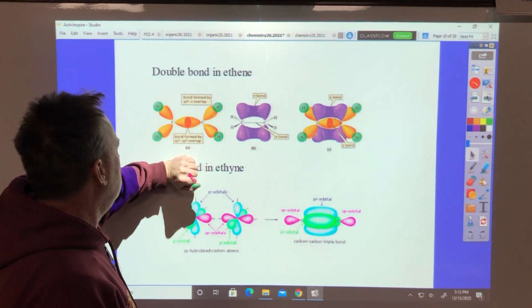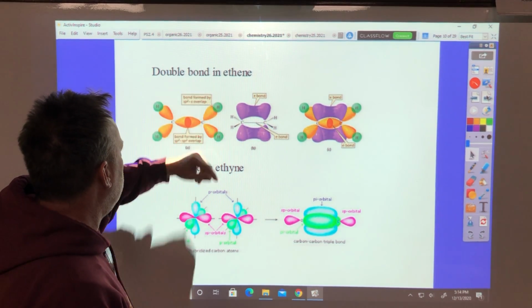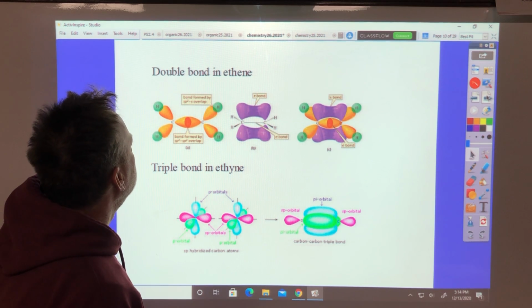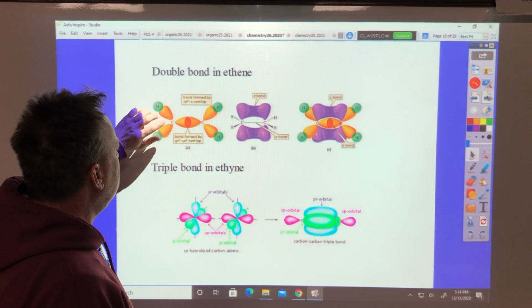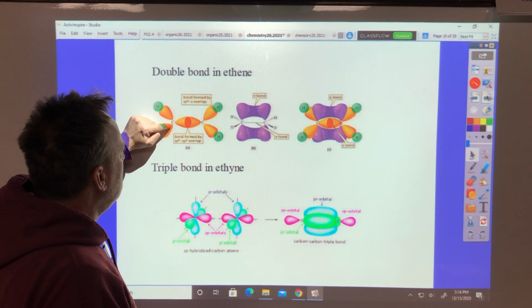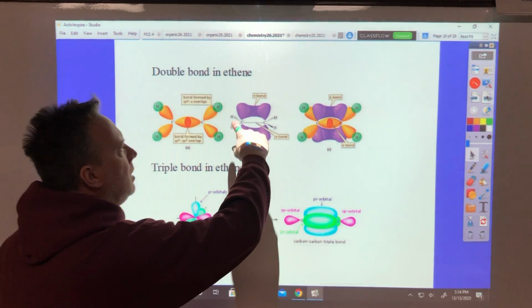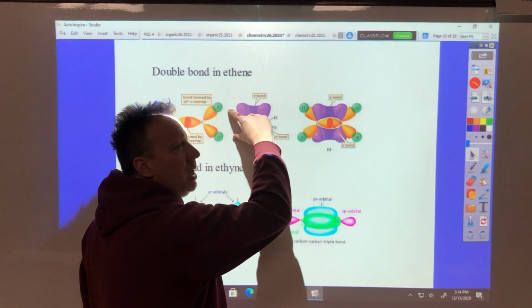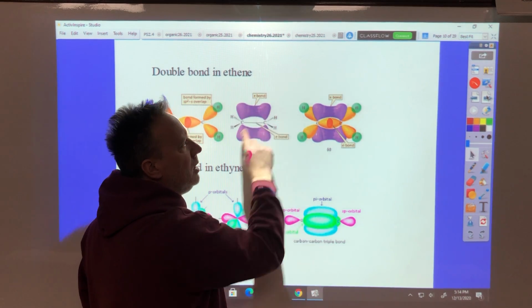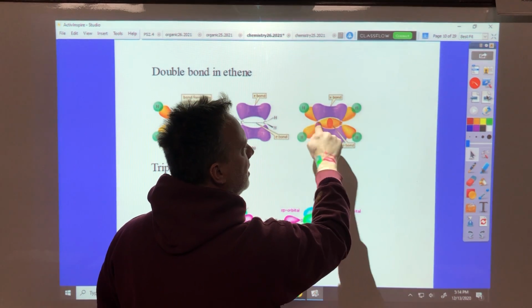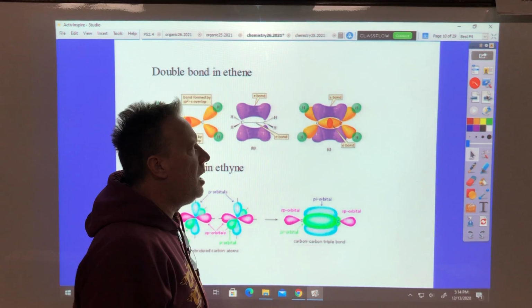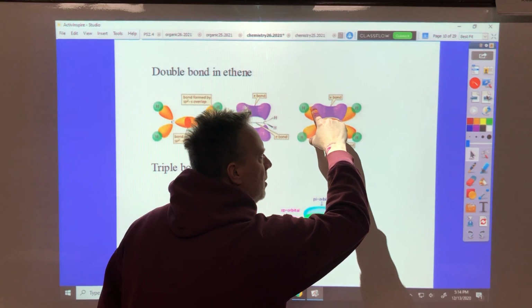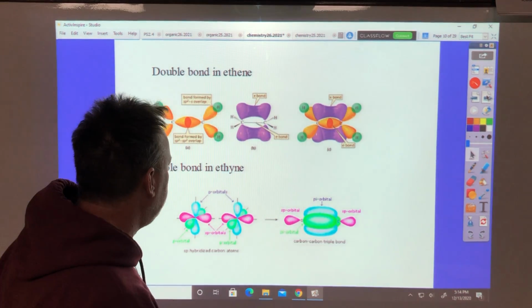Here's an ethene molecule. So there's your sigma bond, there's your pi bond. This is 1 bond, top and bottom, it's 1 bond. If you put them together, you have a sigma bond and a pi bond, and that's your double bond. Sigma is 1, pi is the other part of your double.